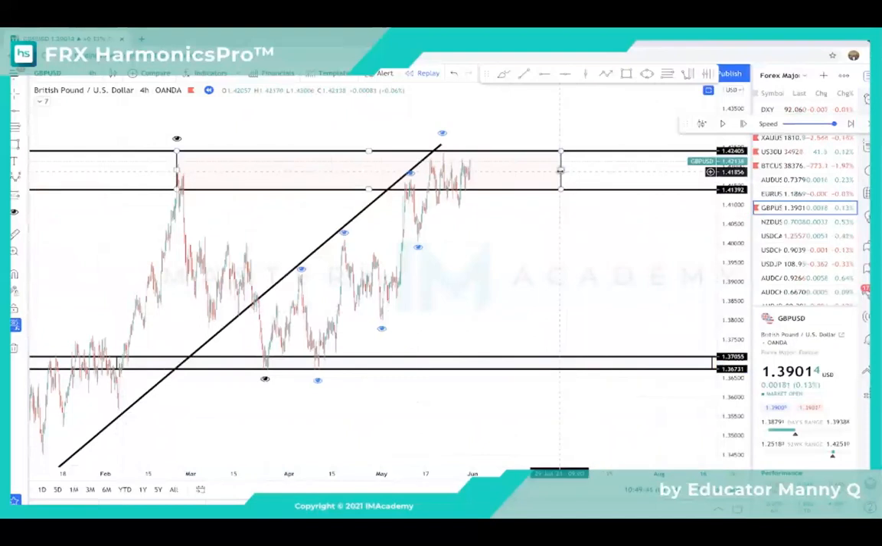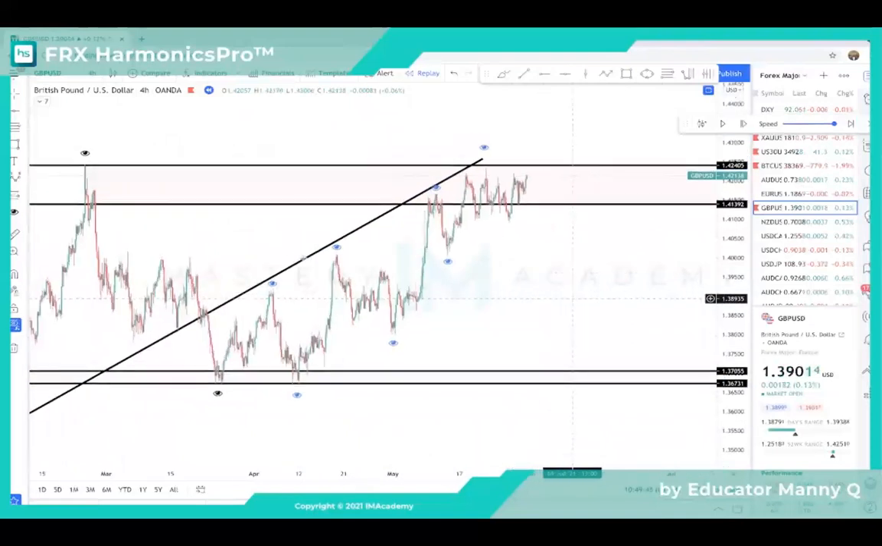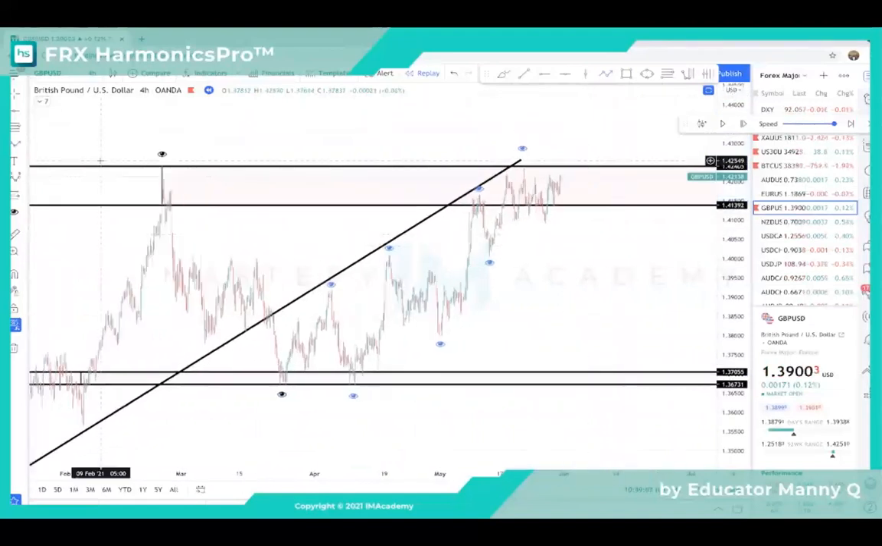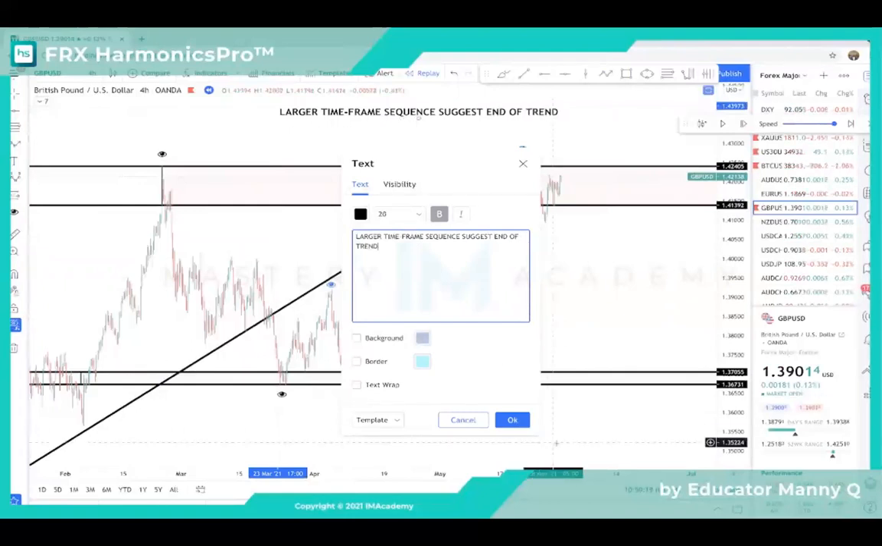So potential areas to buy, potential areas to sell. But remember, these are decision-making zones. Because if the market says, you know what, I'm going to break and retest and then go up, there is a possibility that this market can continue going up. But remember, let's write this down here: larger time frame sequence suggests end of trend, okay?